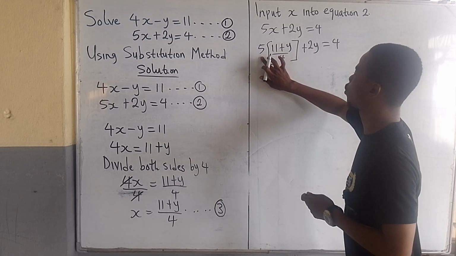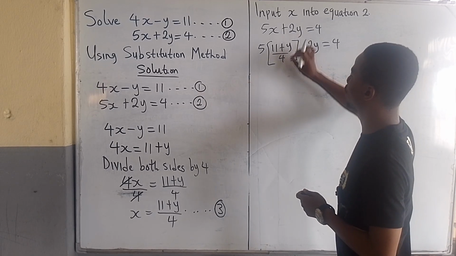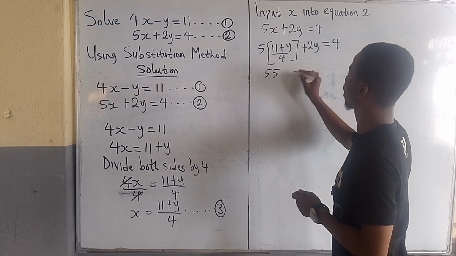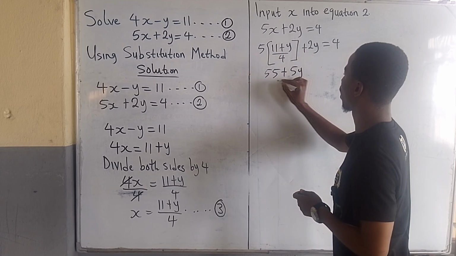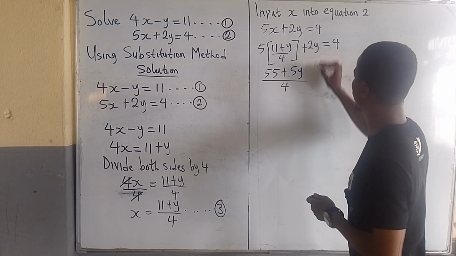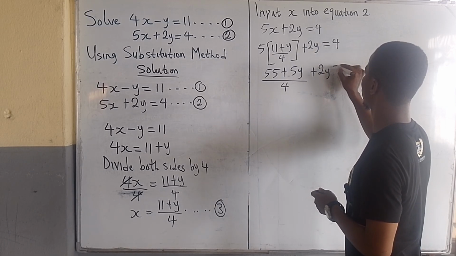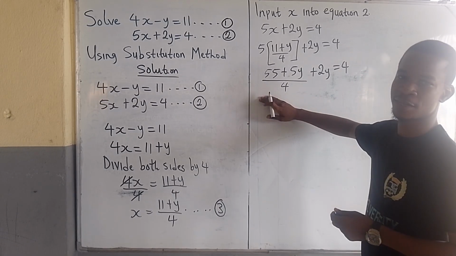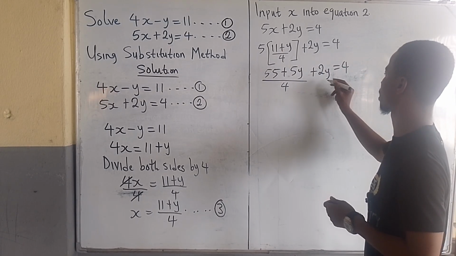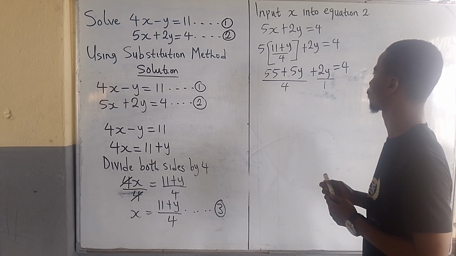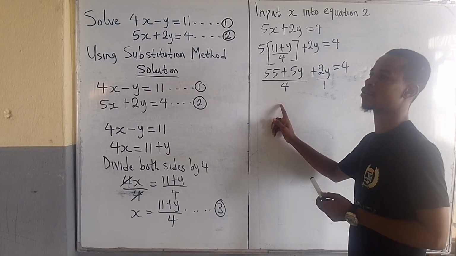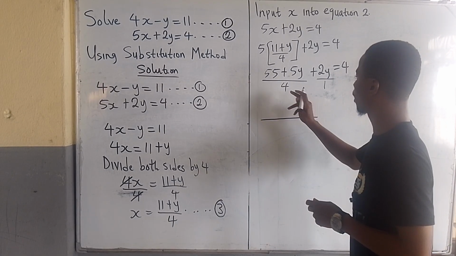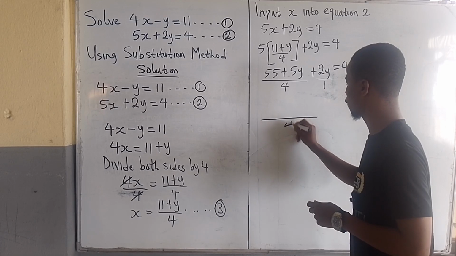Now this 5 outside is going to multiply the numerators of this fraction. 5 times 11 will be 55. 5 times y, that will be plus 5y, all over 4, plus 2y equal to 4. Now at this point, this is a fraction, this is not a fraction. So I can make both of them fractions and say over 1. Now this is a fraction, this is a fraction. I can now take the LCM of denominators. And now the LCM of 4 and 1 is 4.